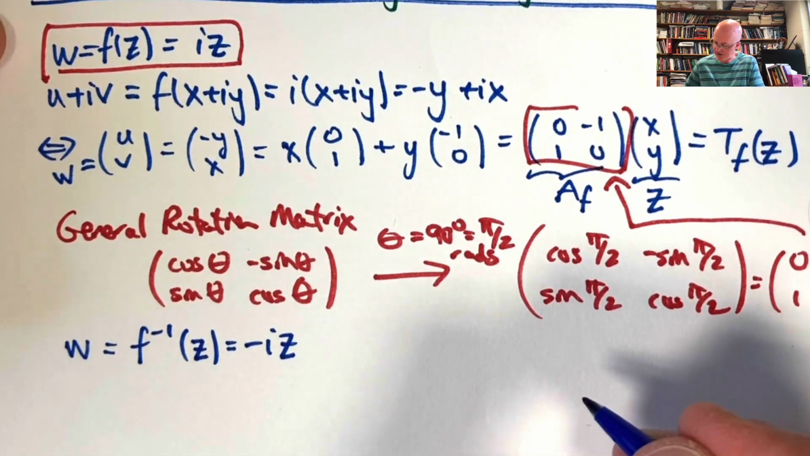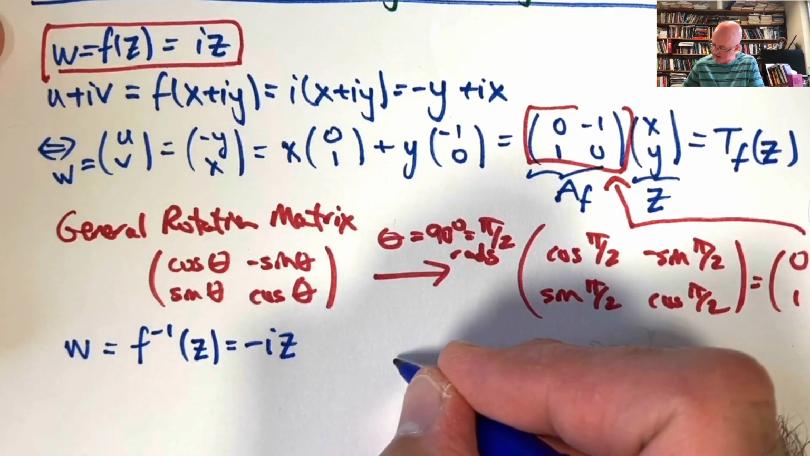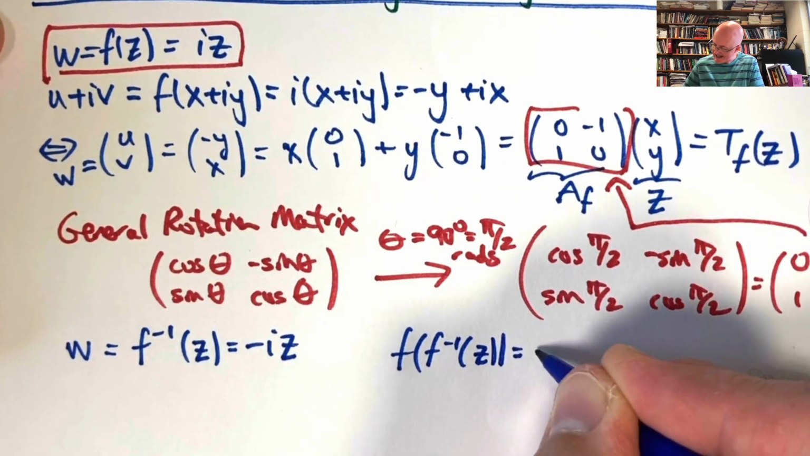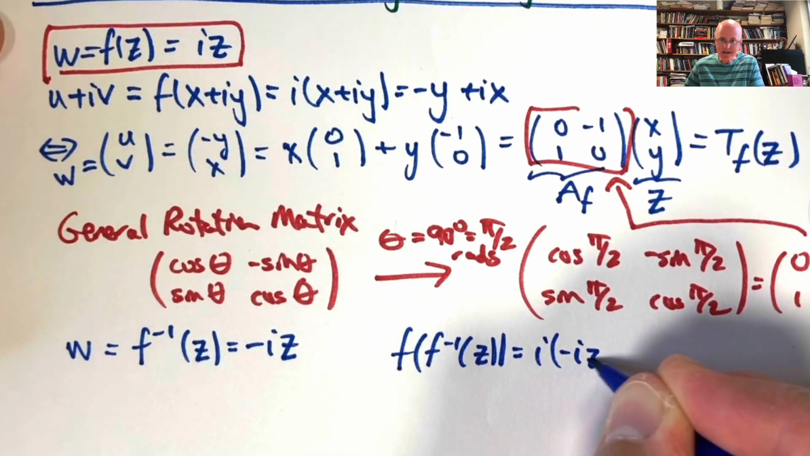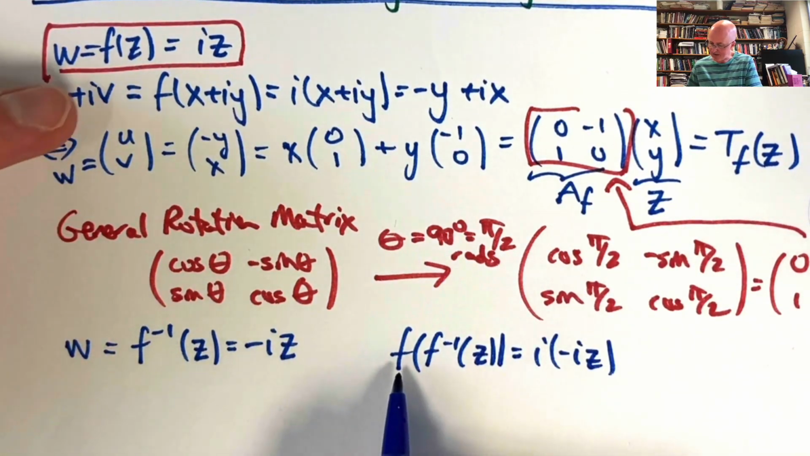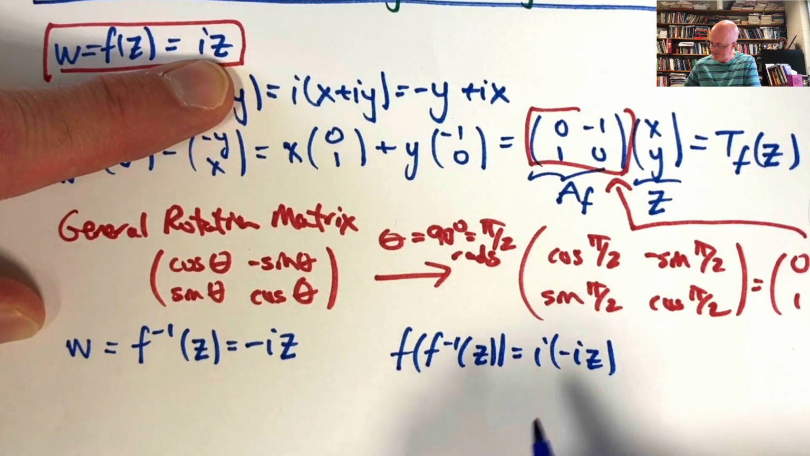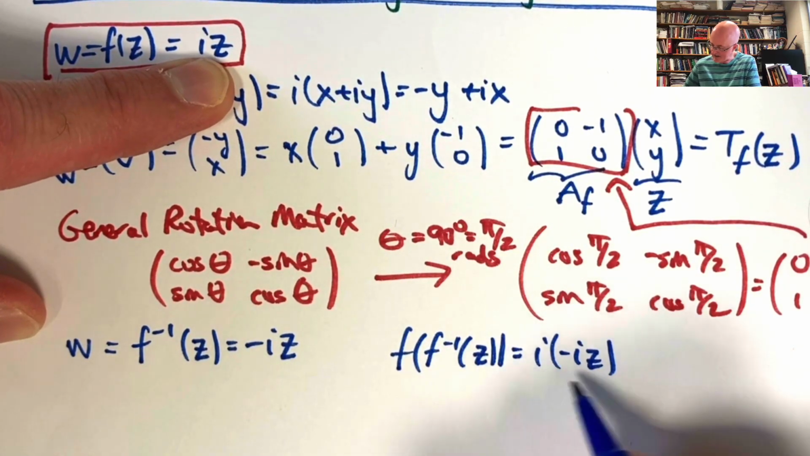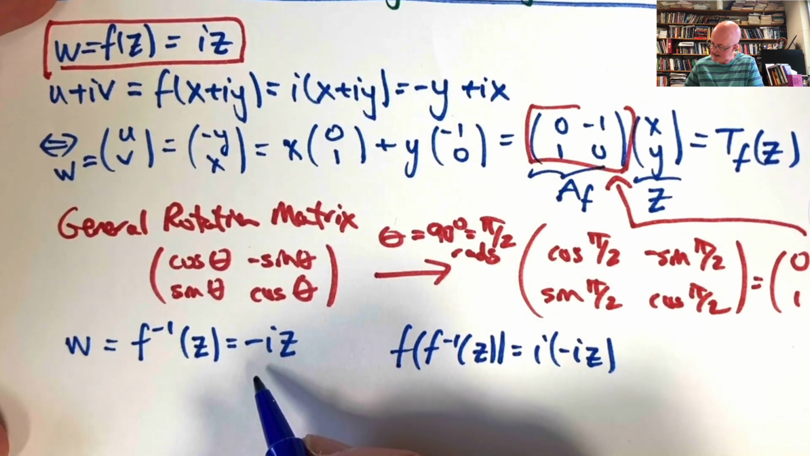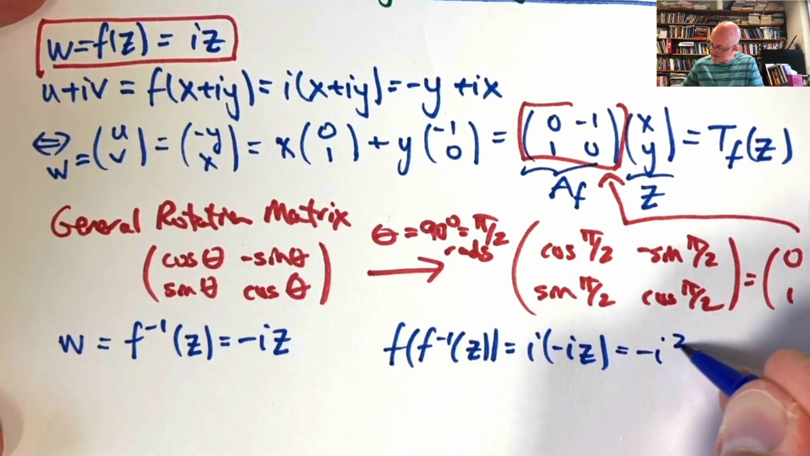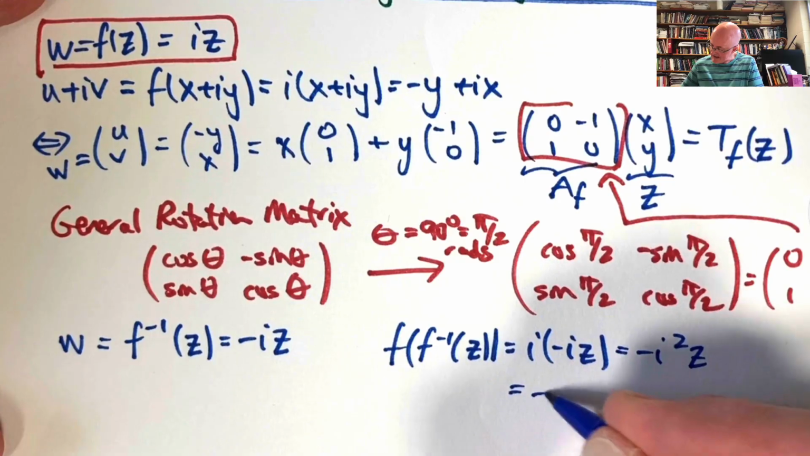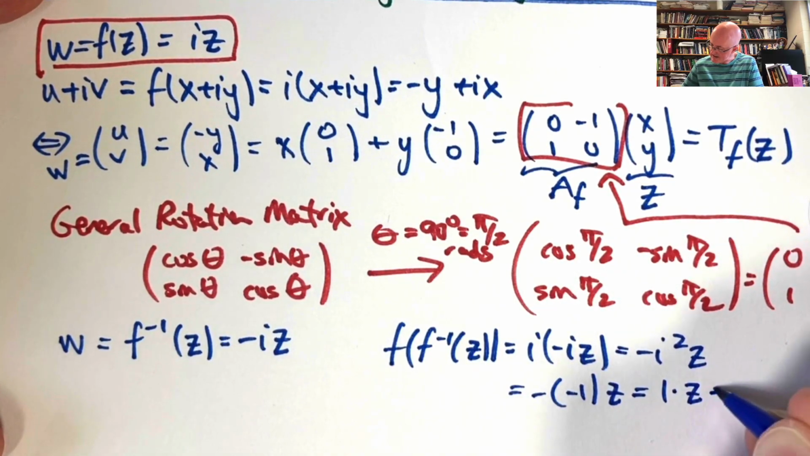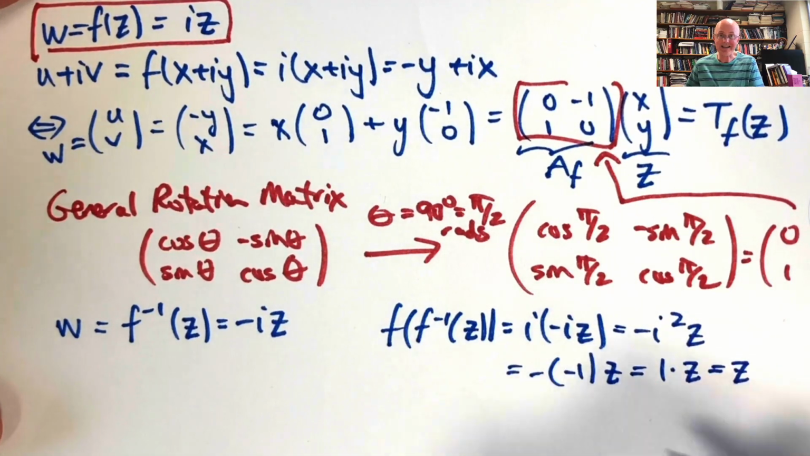Why is that the inverse function of this? Well, what happens when you compose them? f of f inverse of z is i times negative i times z, right? Because f of a quantity is i times the quantity. I'm applying f to this, which is this. So I've got i times that quantity, i times negative i times z. That's negative i squared times z. That's negative of negative 1 times z. That's positive 1 times z, or z itself. We are getting the identity function back.